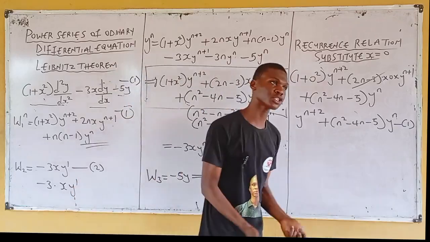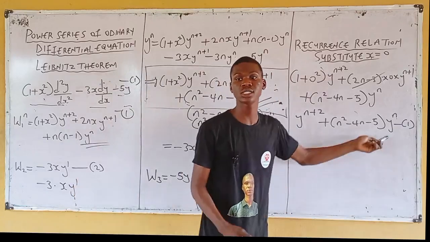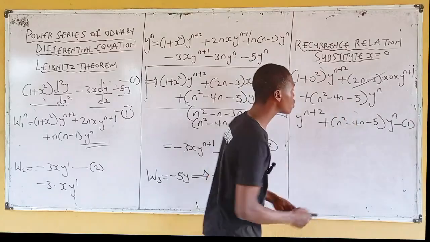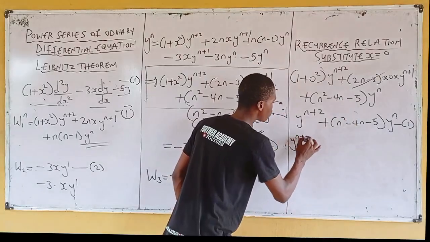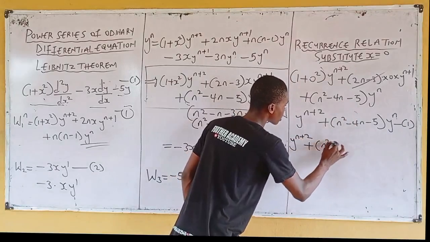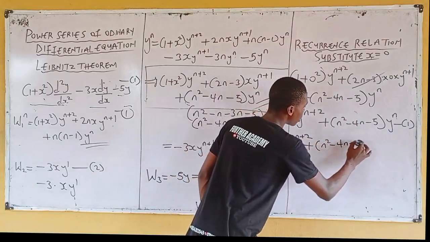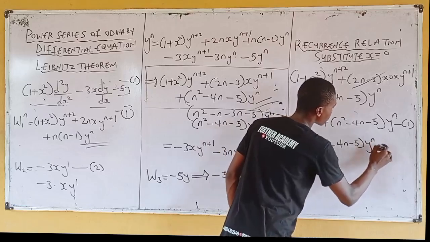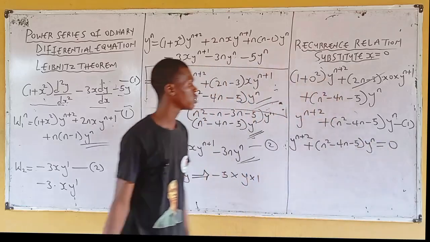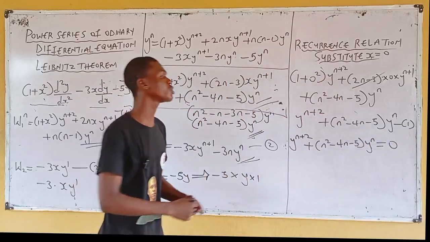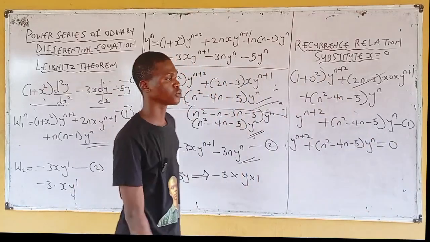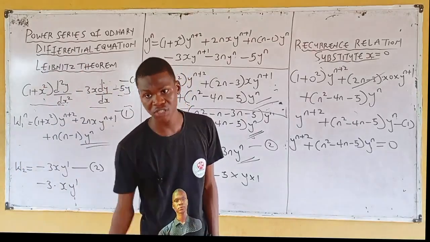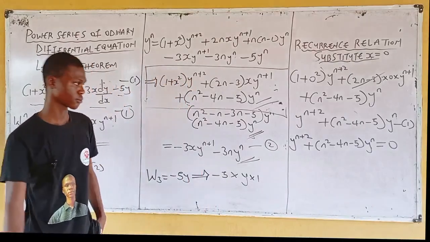Now I'm having an expression. How do I get my equation? Equate this expression, which is equation 1, to 0. Equating it to 0, I have y raised to the power of n+2 plus (n² − 4n − 5) multiplying y raised to the power of n equals 0. Now I want to get our recurrence relation. You can say recurrence relation or recurrence equation.